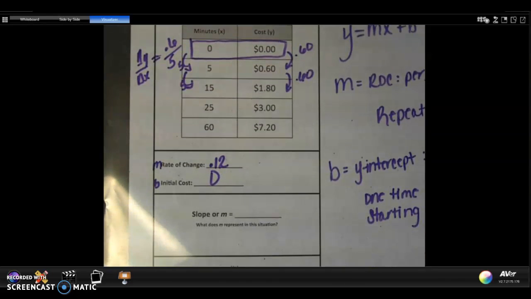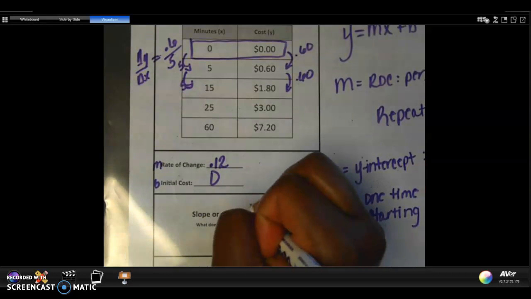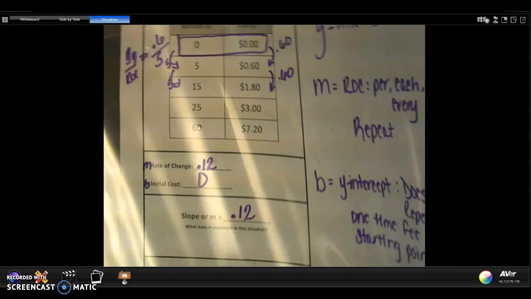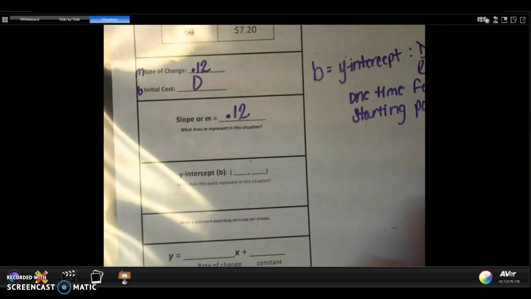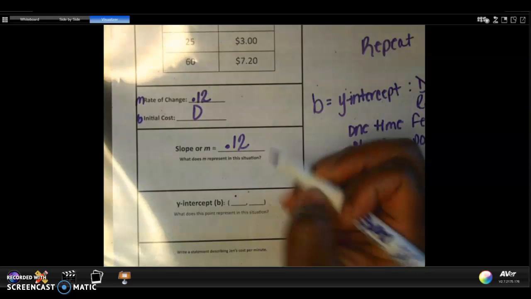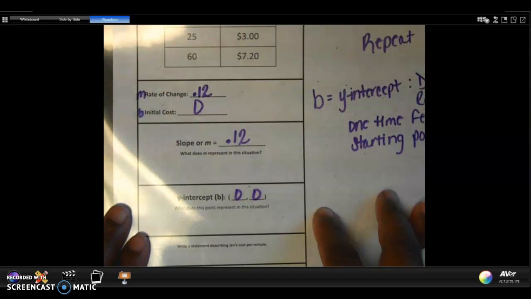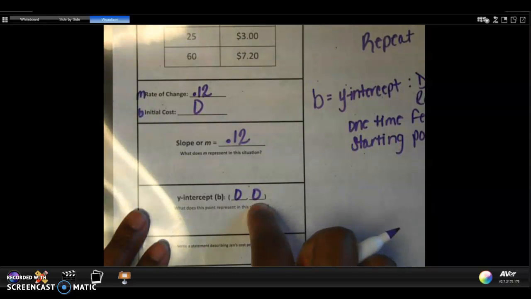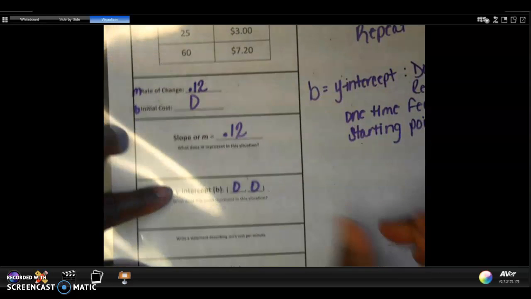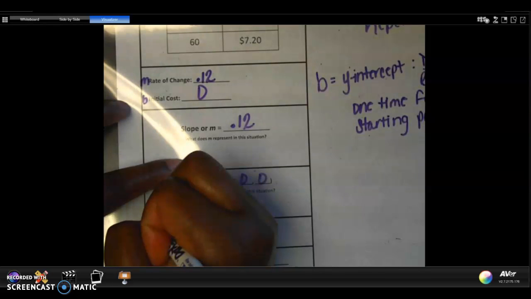So in this situation, my slope or m is 12 hundredths, which is 12 cents. Okay. My y-intercept is 0, so if I were to write my coordinate pair, it would be (0, 0), because it's when x is 0, what's our y value? Okay, so what does this point represent in this situation? It represents our starting point. It represents where we begin.